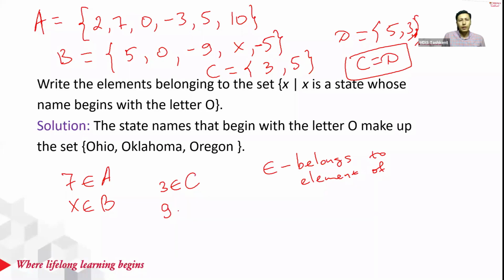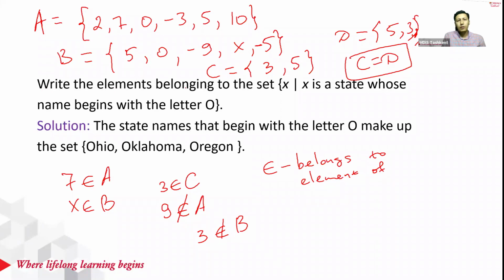Then 9, is it an element of A? Do we have 9 in A? No, so it is not an element of A. Or 3 doesn't belong to B, because in B we don't have 3. Okay, this is one symbol.